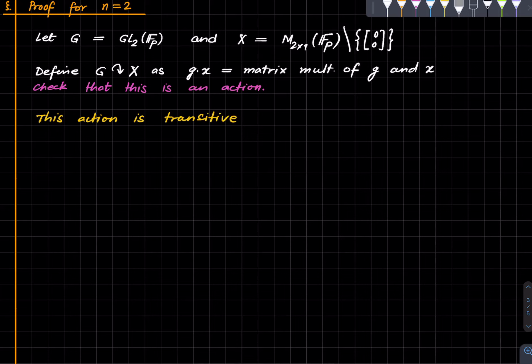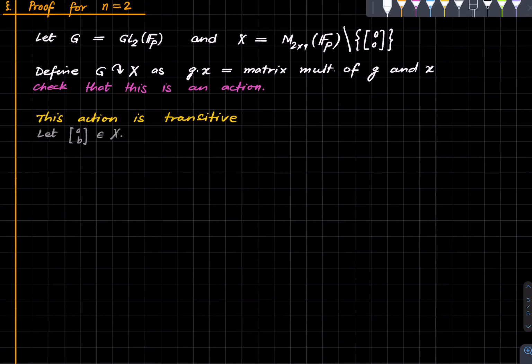So let me justify that. To show transitivity, let (a, b) be an arbitrary element of X. Since this is a non-zero vector, we can extend it to get a linearly independent set, to get a basis of this vector space.